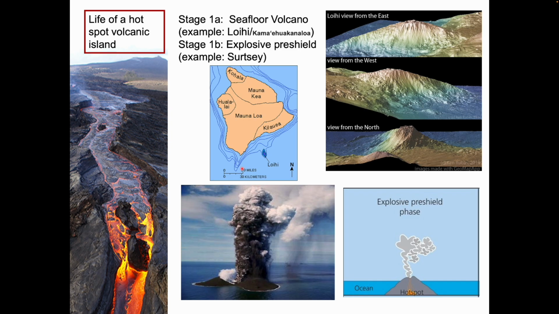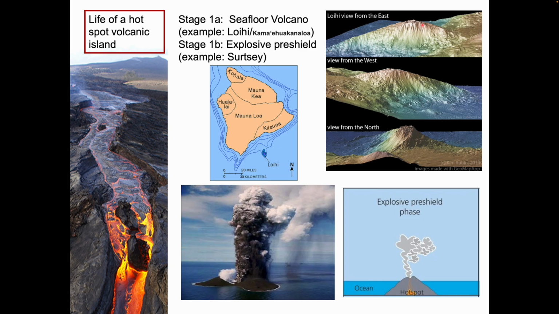So this is the life of a hotspot volcanic island. At the very beginning, you end up with what's called a shield volcano on the ocean floor. These seafloor volcanoes have broad slopes, and they form these sizable underwater mountains. This one's called Loihi. It was recently renamed as Kamaehuakanaloa. So Loihi is an archaic name, and it is now officially Kamaehuakanaloa. So that's important to know. This is stage 1, stage 1A of your undersea volcano. It just slowly builds itself from lava flows that are pouring out on the seafloor.